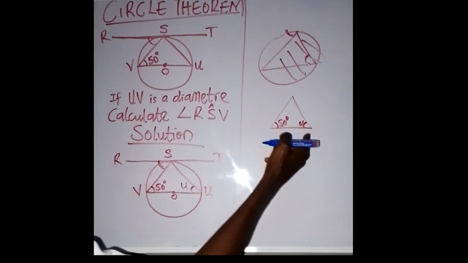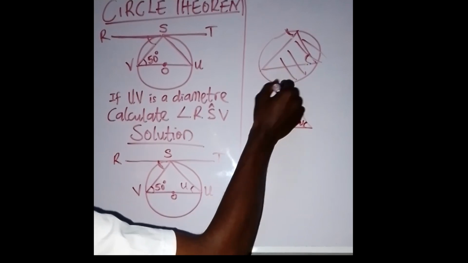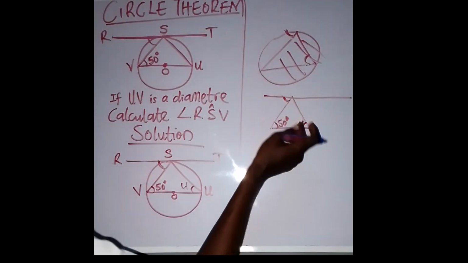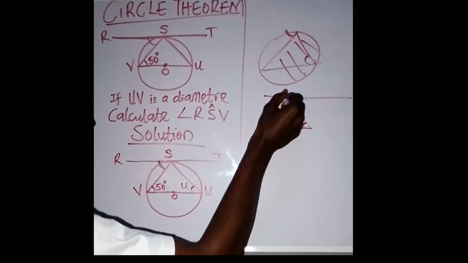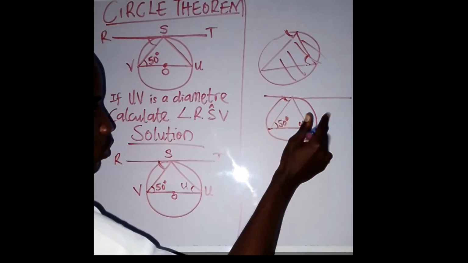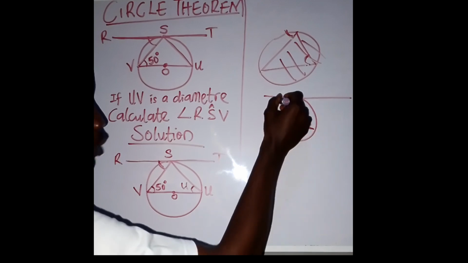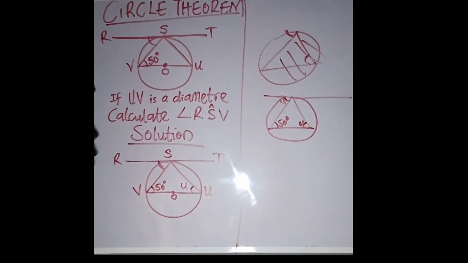That means if I'm able to get this part, I'm also able to get whatever is here. So if I'm able to get this part U, that means I'm able to get this part U in a particular circle. So if I'm getting here, here is U. So here can also be U. Anything I get here is the same thing as here. That's one of the laws of circle theorem.